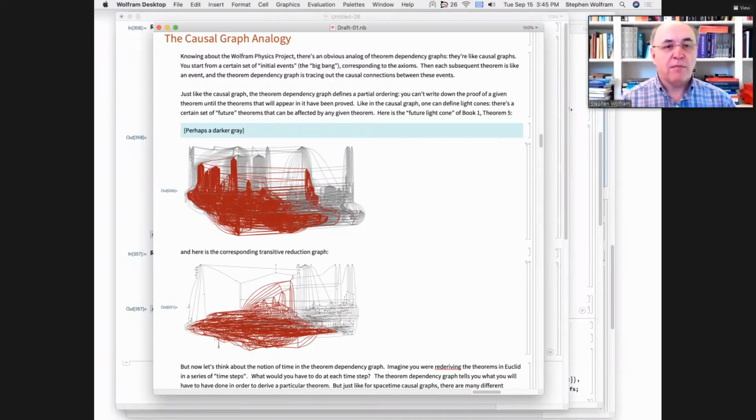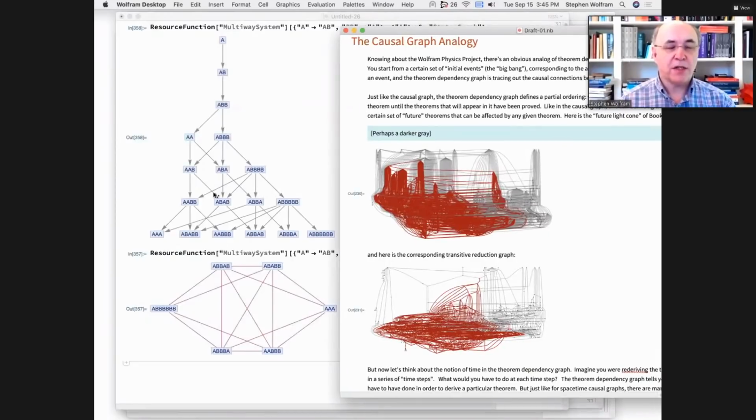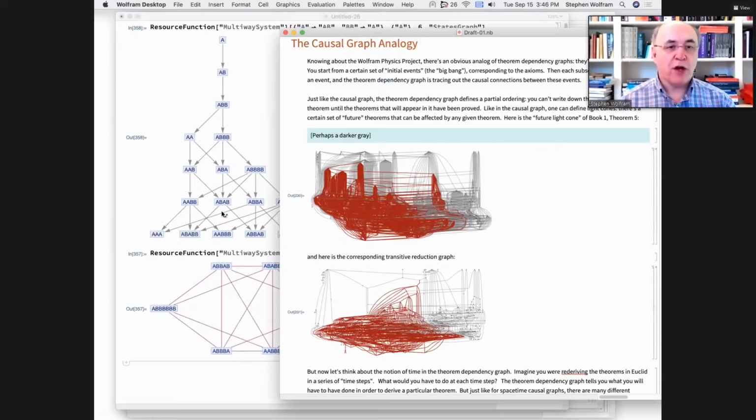But I'm curious about this notion. The thing that I'm most interested in is really taking this limit of the proof graph when the proof graph gets really big, and then trying to understand questions like, what are the interesting proofs in the space of all possible proofs?